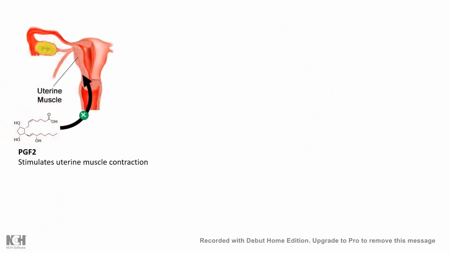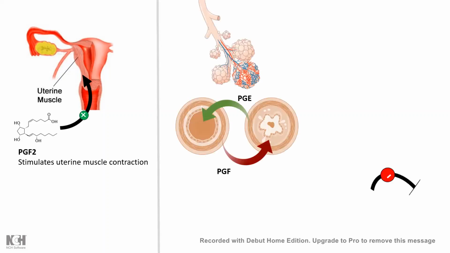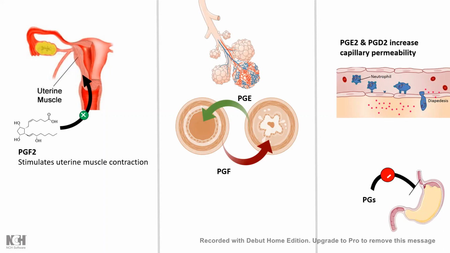PGF2, on the other hand, stimulates uterine muscle contraction, and due to this property it is sometimes used to terminate pregnancy. PGE and PGF have opposing roles in terms of bronchoconstriction and bronchodilation. PGF leads to bronchial smooth muscle contraction, whereas PGE leads to dilation of the bronchioles.